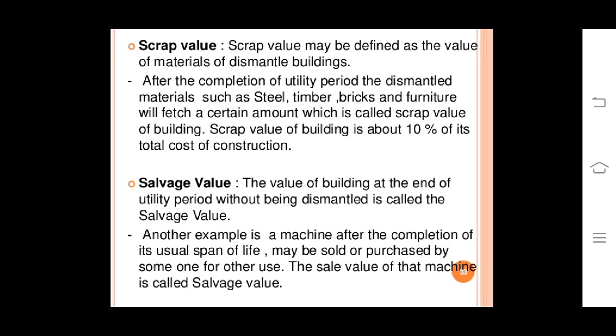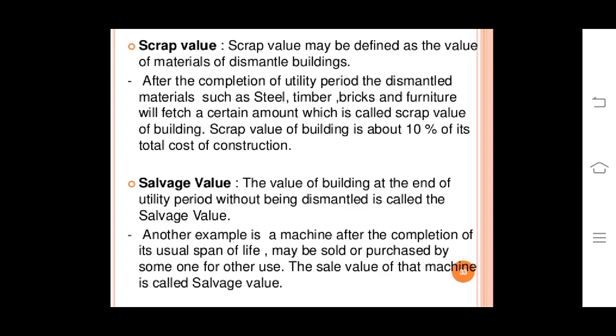The next value is scrap value. Scrap value may be defined as the value of materials of a dismantled building after its useful life, without any use. After the completion of the utility period, the dismantled materials such as steel, timber, brick and furniture will fetch a certain amount, which is called the scrap value of the building. Scrap value of a building is taken as about 10% of its total cost of construction.